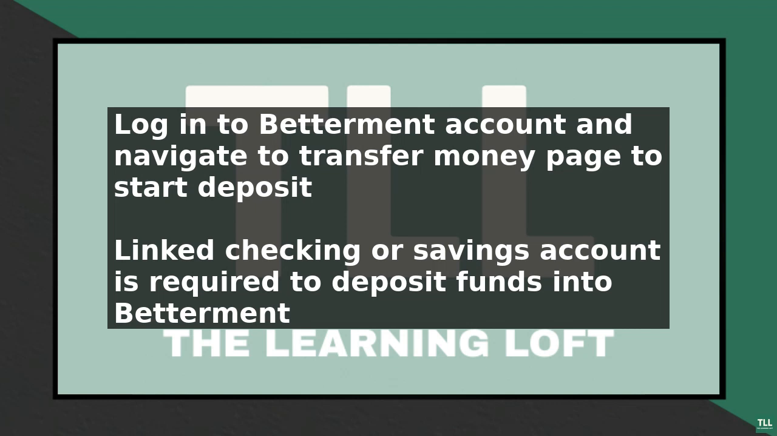After you have entered the amount you wish to deposit, review the details of the transfer to ensure everything is correct. This includes the amount, the account the funds are being transferred from, and the account the funds are being transferred to. If everything looks correct, confirm the transfer and the funds will be deposited into your Betterment account.